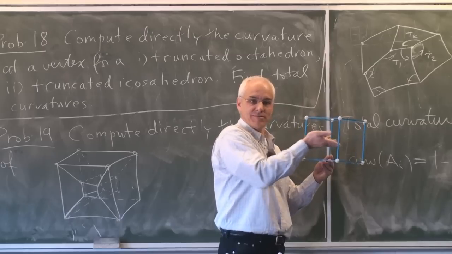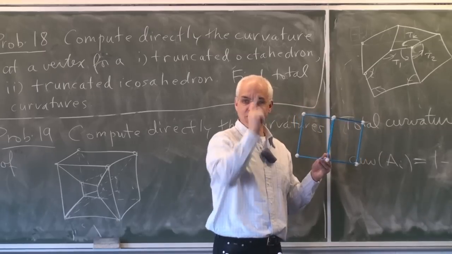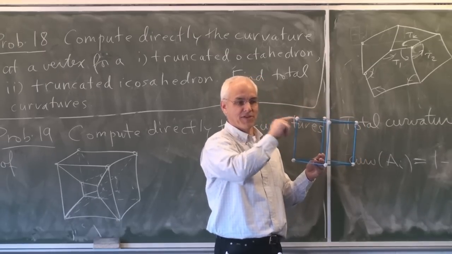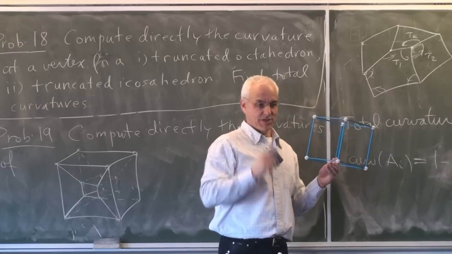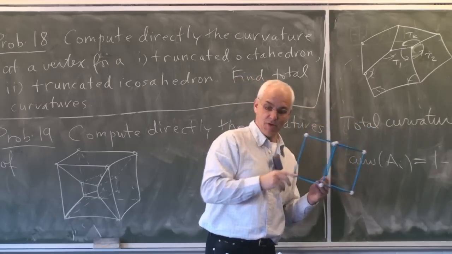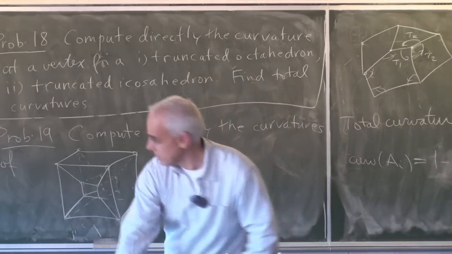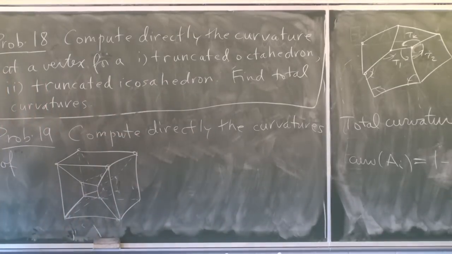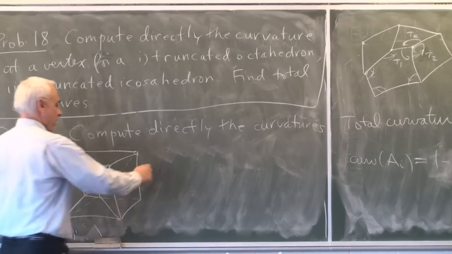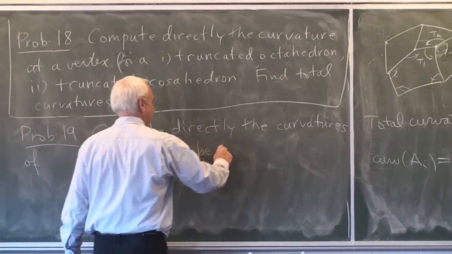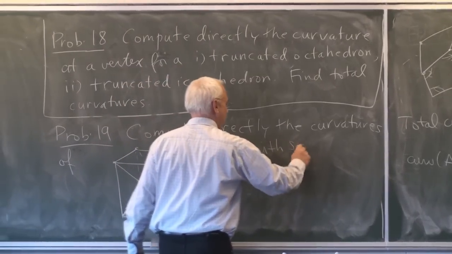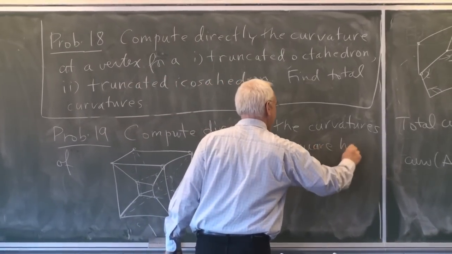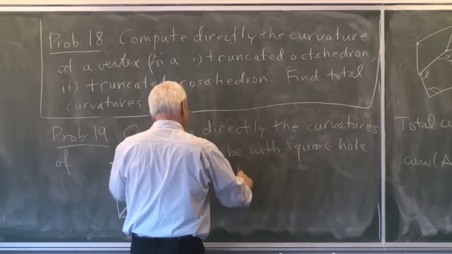So you could touch it. And you could count. You could compute the curvatures at each of the vertices, which I want you to do, and then add them all up to find the total curvature. You can achieve all angles in a nice, like 45 degrees. Yes, you can make them nice so that they're nice angles that you compute with. This is all nice and regular. Compute directly the curvatures of this cube with a square hole, and the total curvature.